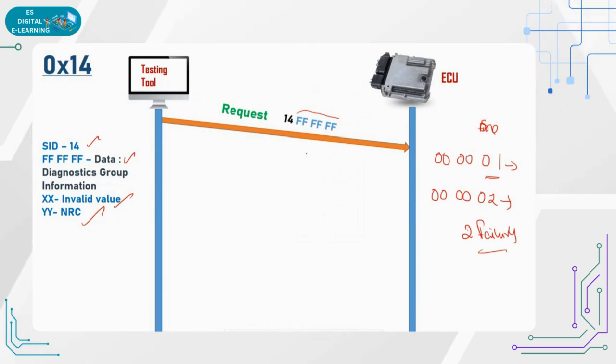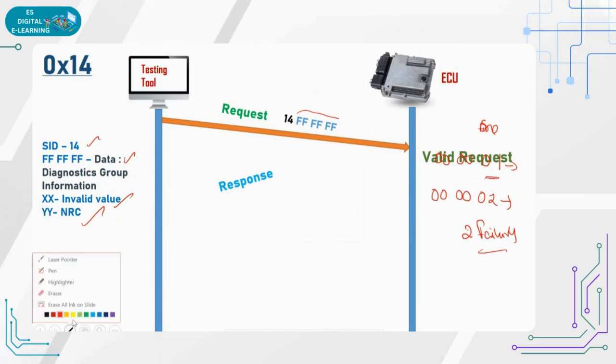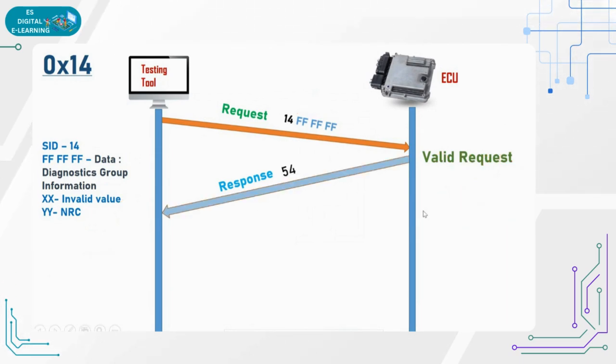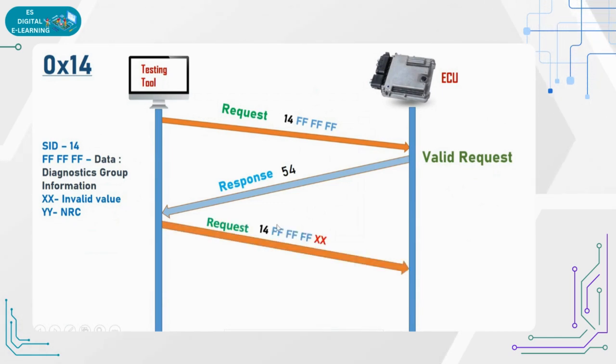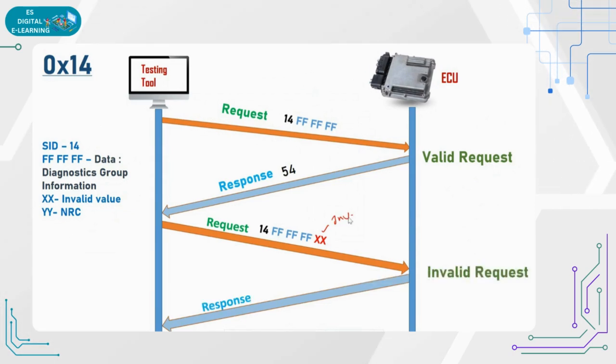If you are sending 14 FFF and it is a valid request, then you will get a response of 54. In parallel, when you send the request 14 FFF and X, it is invalid data, so that is an invalid request and we will get the negative response, 7F 14 YY. That's how the 14 service helps us clear the DTC.